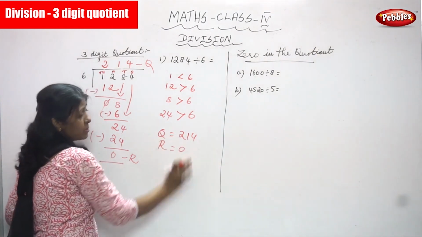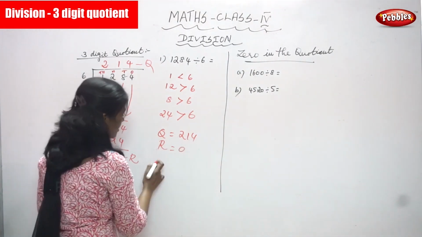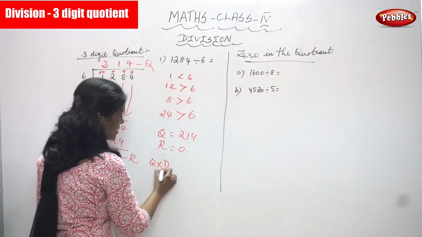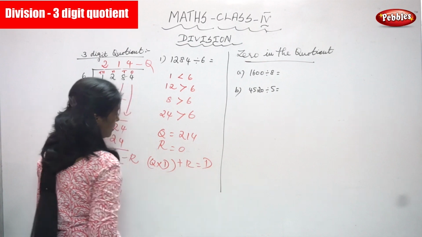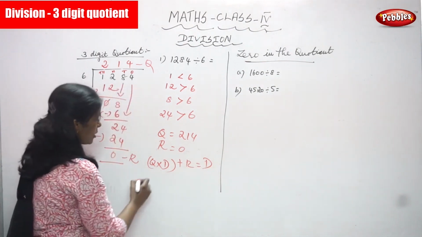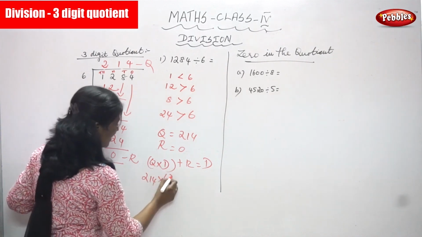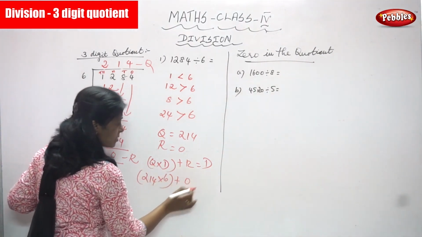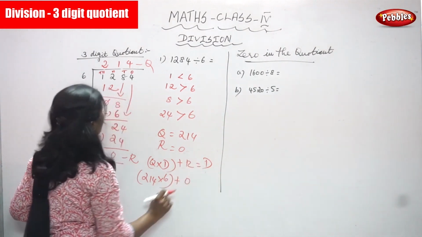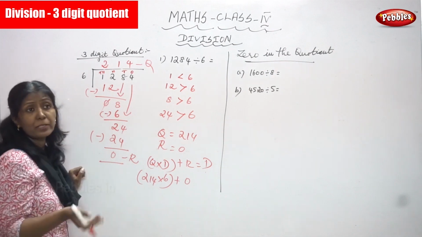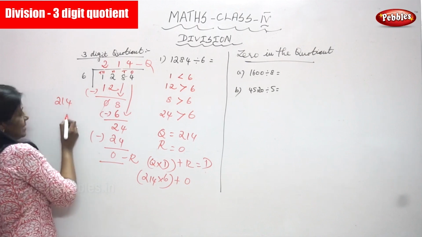But you must know whether the answer is correct or not. You have to check, and follow the check method. Quotient times divisor, within the bracket, plus remainder, you get the dividend. So the quotient is 214, times the divisor 6, plus 0, the remainder. I just apply the values, and if you get the dividend, then the quotient and remainder are both correct. So I'm just going to multiply 214 and 6.